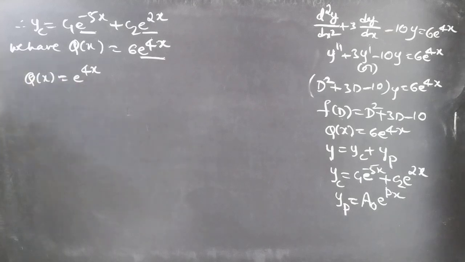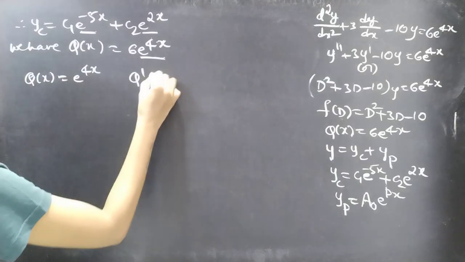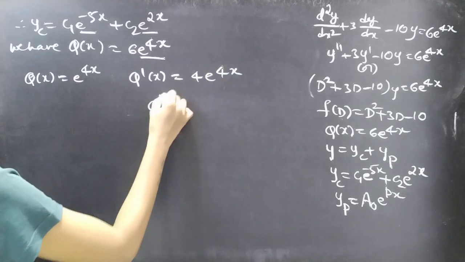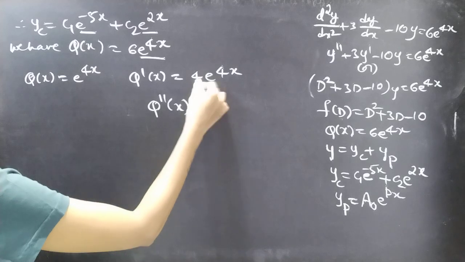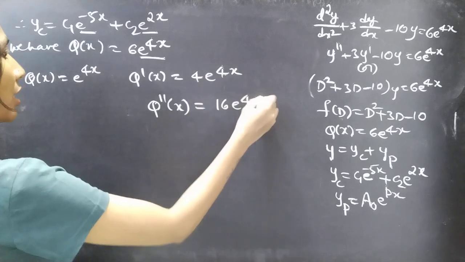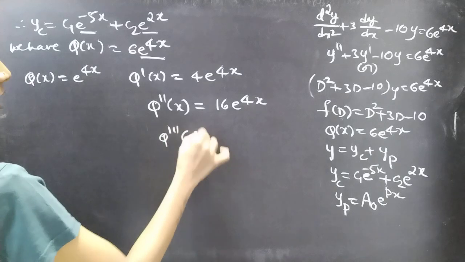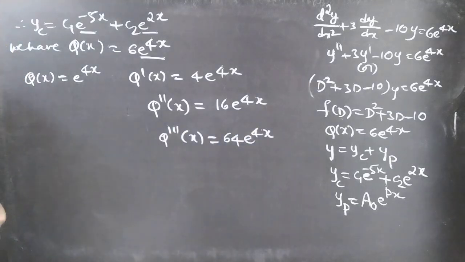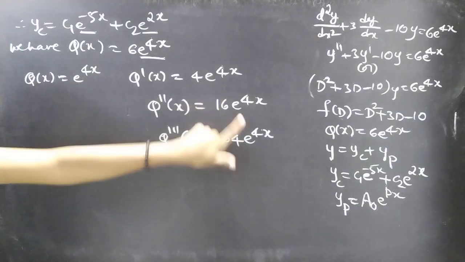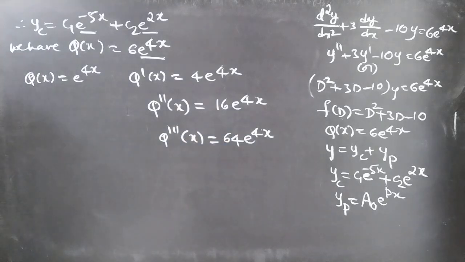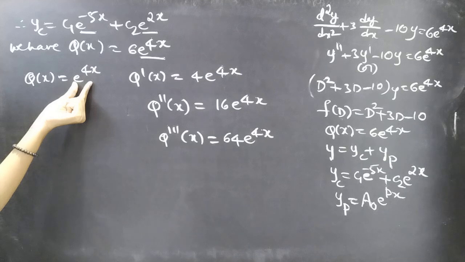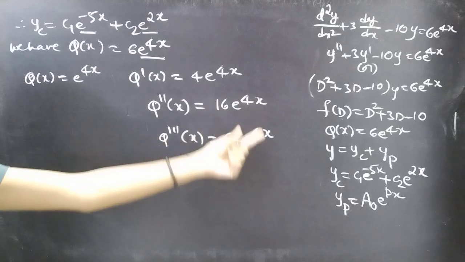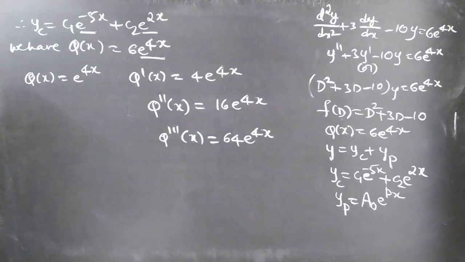If q of x equals e power 4x, then find its derivative. q dash of x is 4 e power 4x, and find the derivative of q dash of x: 4 times 4 is 16 e power 4x, and q triple dash of x is 16 times 4, which is 64 e power 4x. So while finding the derivatives, e power 4x gets repeated, right? q of x has e power 4x and q dash of x has e power 4x. Again, its derivative just continues.